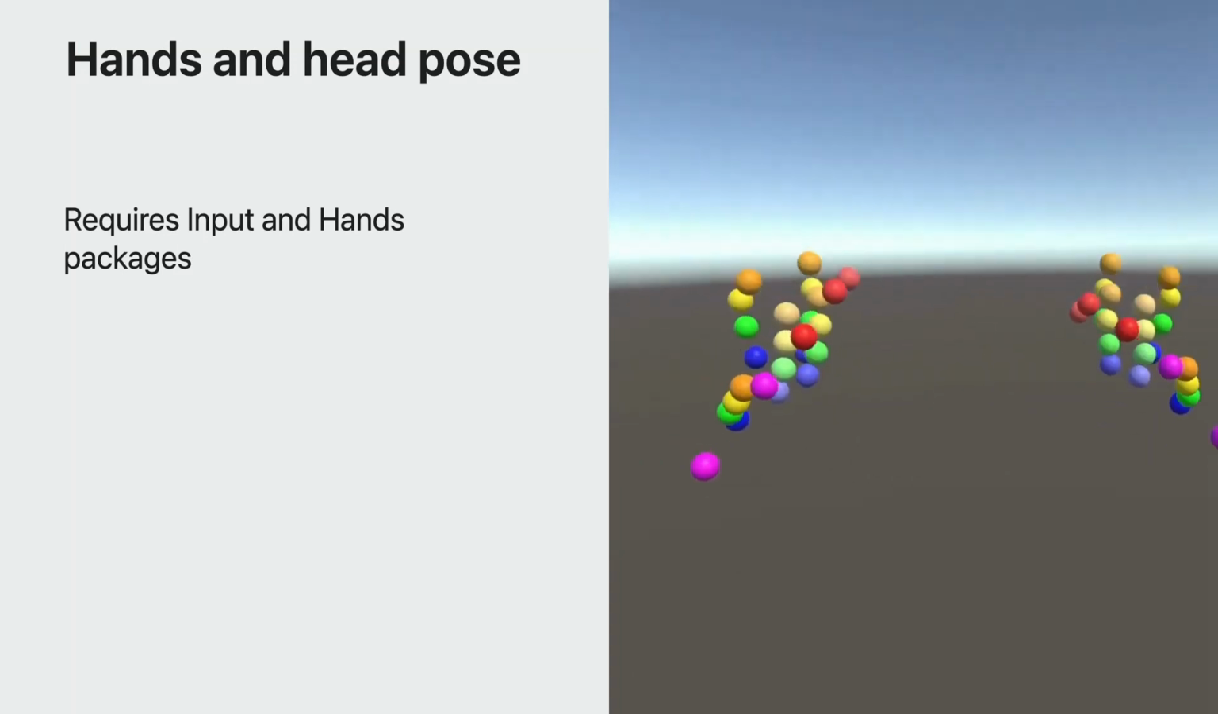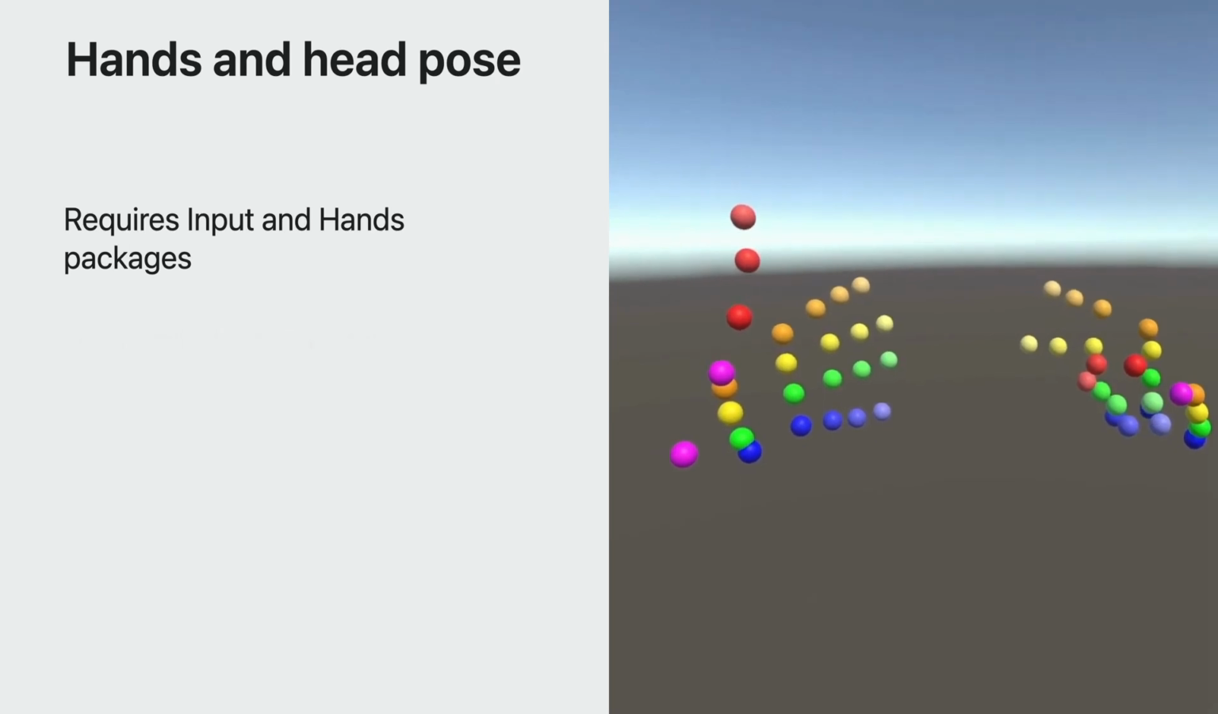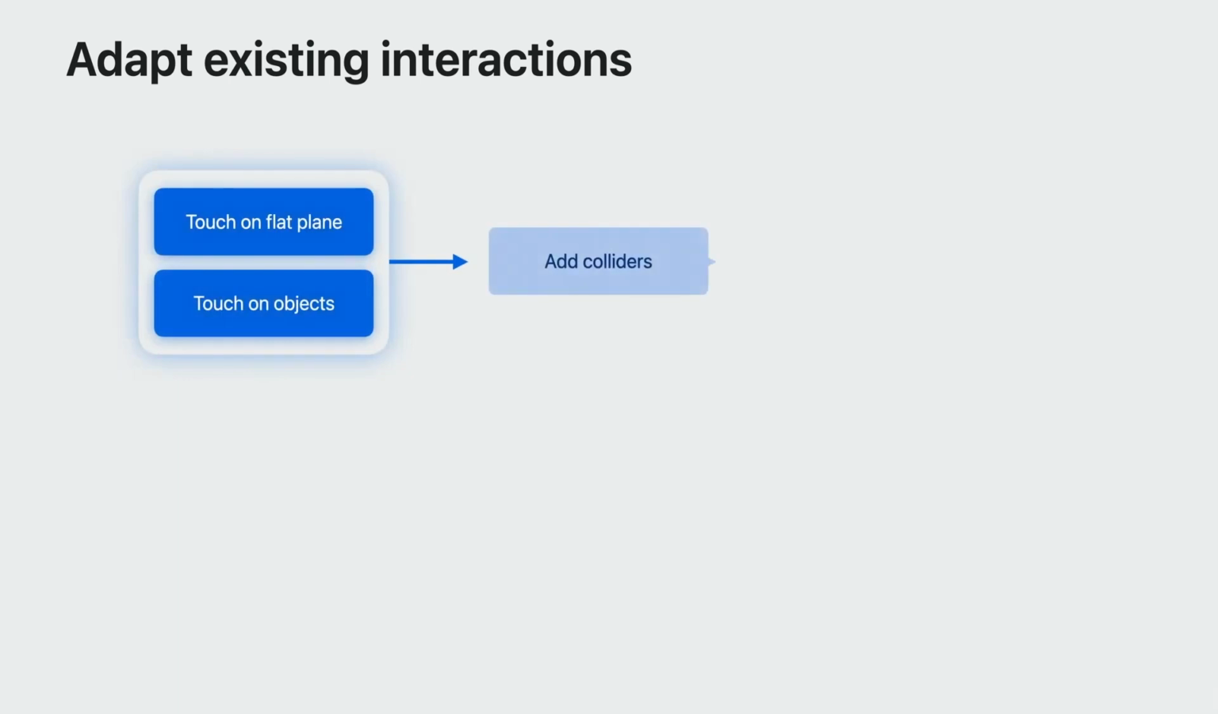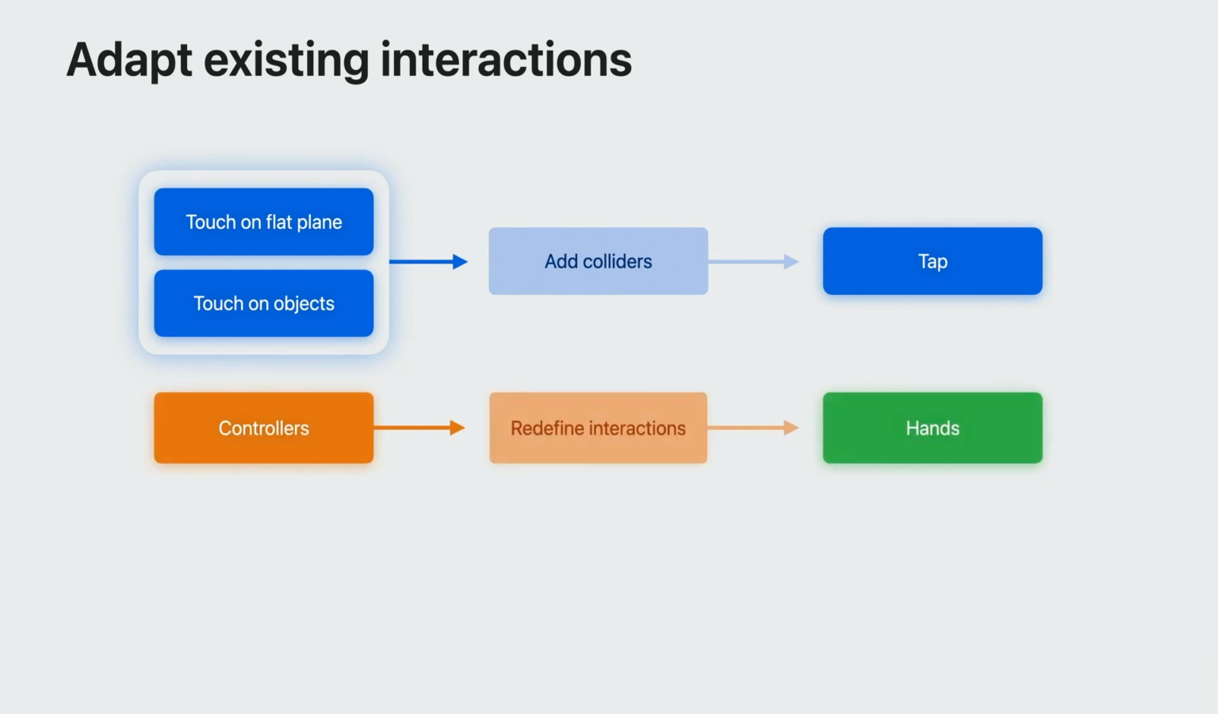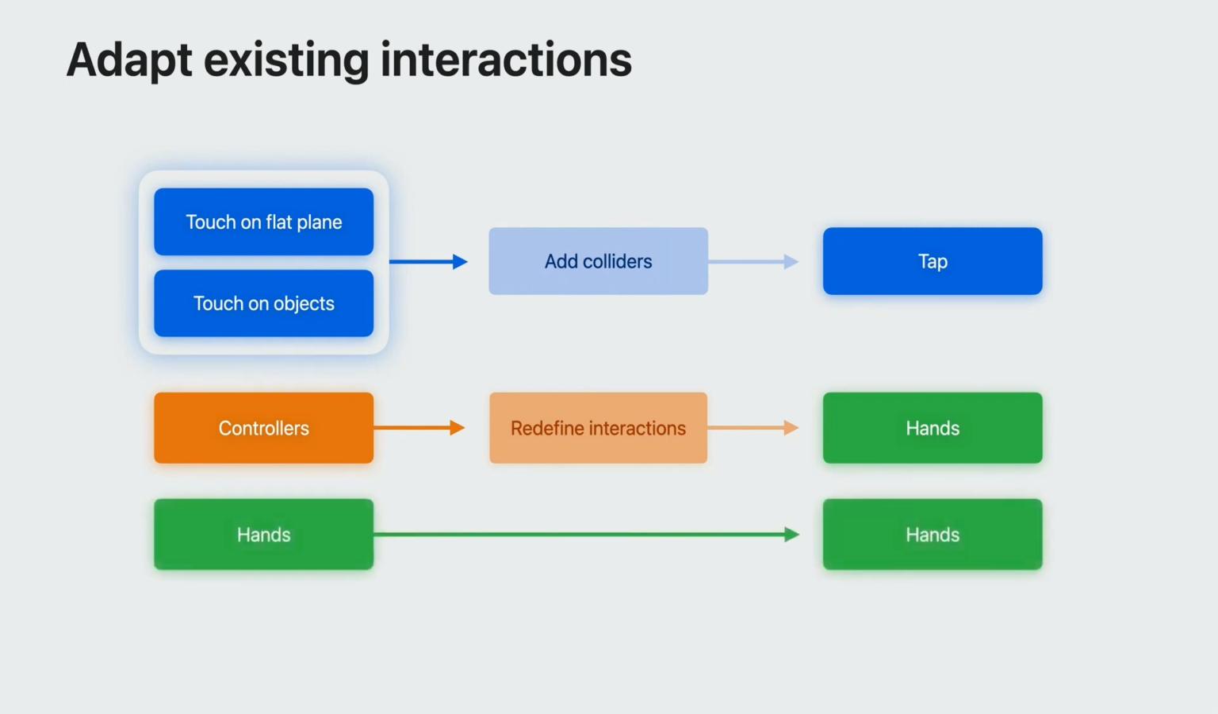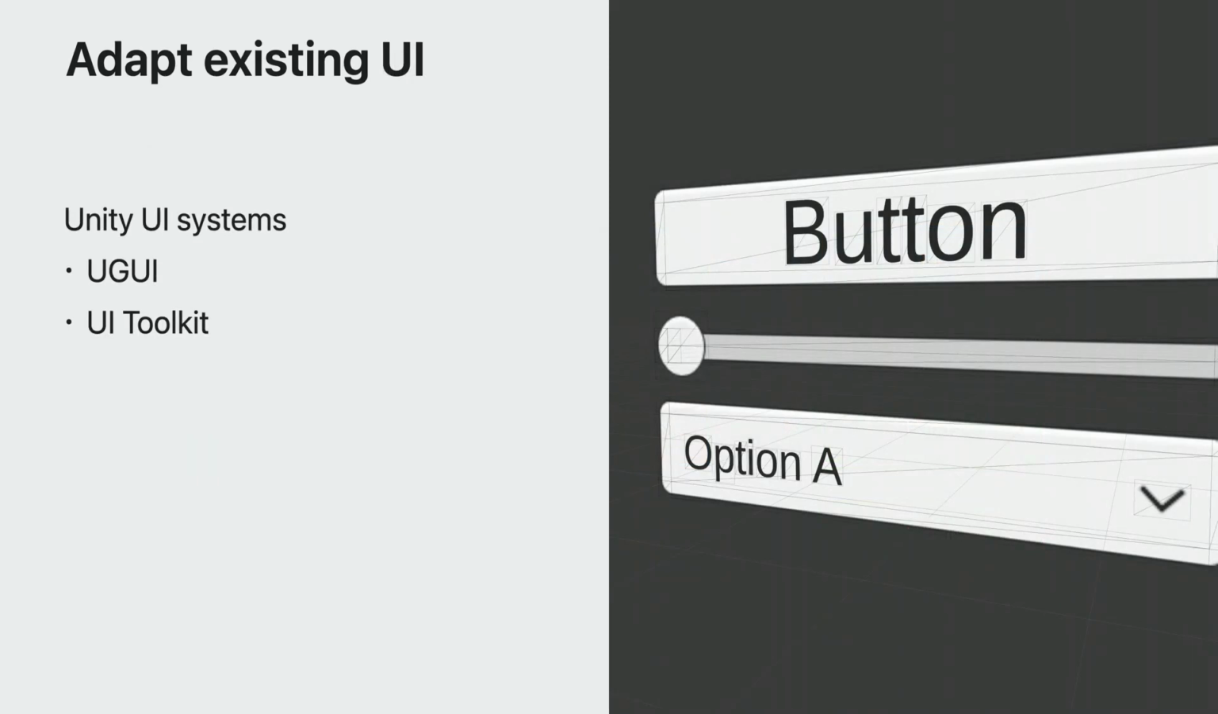This will come in handy, since we will also get hand data from Apple Vision Pro in the same exact way. Lastly, for this session, here is how to adapt existing interactions to Vision Pro. If you are using touch input on your 2D phone screen, all you have to do is add input colliders to your objects. If your experience is using controllers, you will need to redefine your interactions in terms of either tap or hand-based input to convert to hand tracking. Existing hand-based input should work without changes for Vision Pro. Also, Unity UI systems can be brought to the visionOS platform without issues.